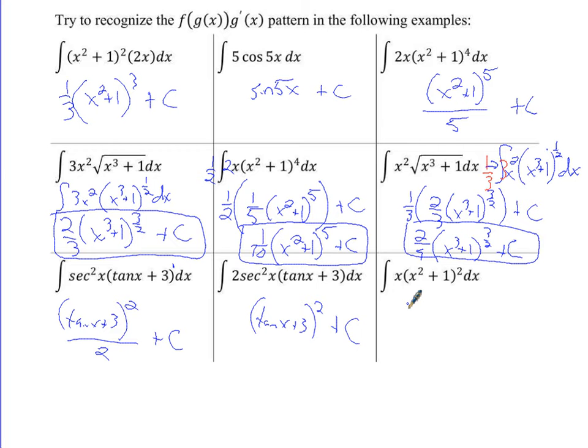Do we have the pattern, exactly? It's close. The derivative of what's inside is supposed to be 2x. I have the x sitting here, so I'm going to put a 2 there, which means I need to put a 1/2 out front. Now the pattern is there, so I can undo the chain rule. What do I get? So x squared plus 1 to the third.